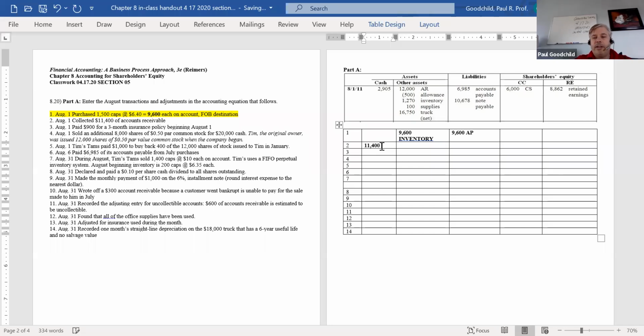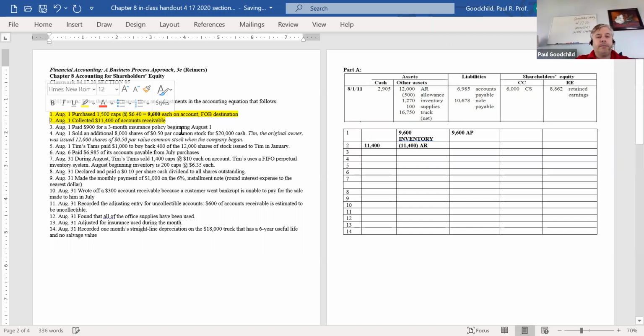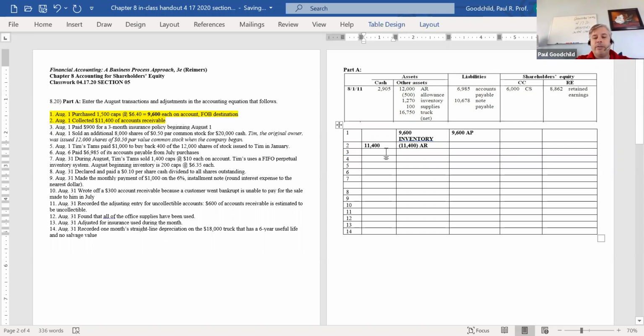All right. And that's in our cash account. It's going to reduce our accounts receivable by 11,400. So we got that one. Paid $900 for a 3-month insurance policy beginning August 1st. So we have $900 going out of cash and $900 in prepaid insurance.